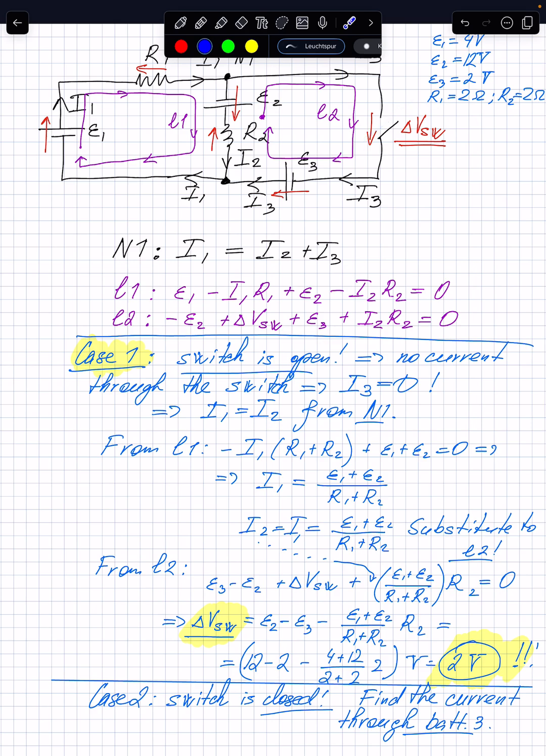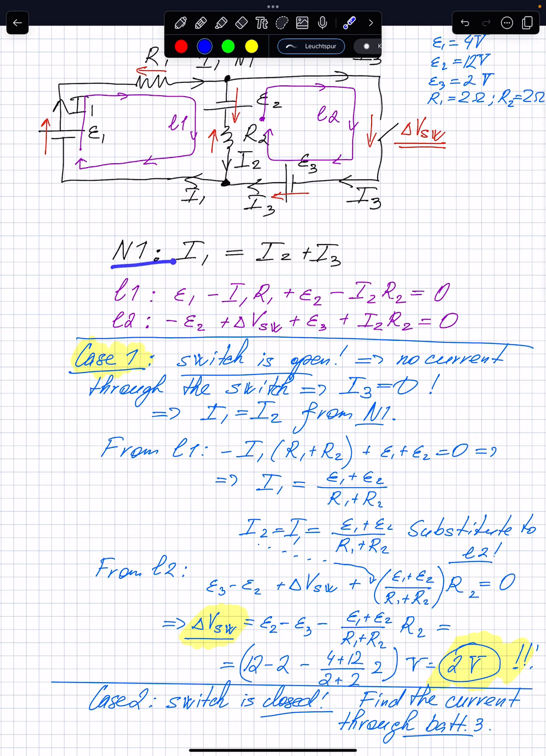So that mathematically means that I3, this current, is just zero. In other words, there is no current through the battery number 3. So I3 is zero. What we need to find is actually this potential difference, delta V switch. Okay, let's proceed. So from equation number one, for the node, since I3 is zero, we'll be able to find that I1 equals I2.